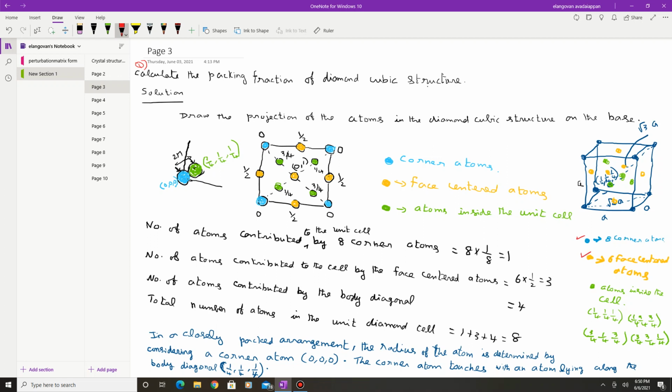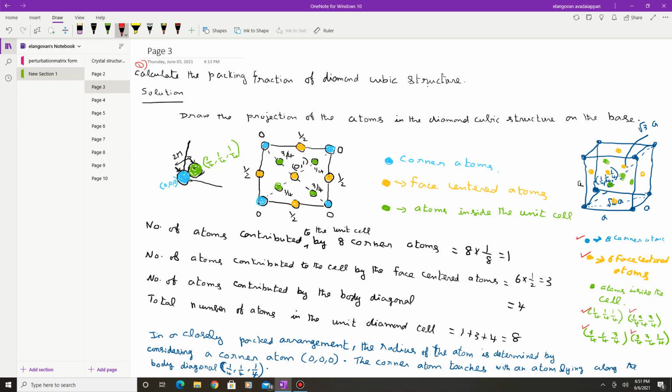And in addition, there are atoms at the position 1 by 4, 1 by 4, 1 by 4. So one atom is here. 1 by 4, 1 by 4, 3 by 4, another atom. 1 by 4, 3 by 4, 3 by 4, and 3 by 4, 1 by 4, 3 by 4. So there are 4 atoms within the cell, within the cubic structure.